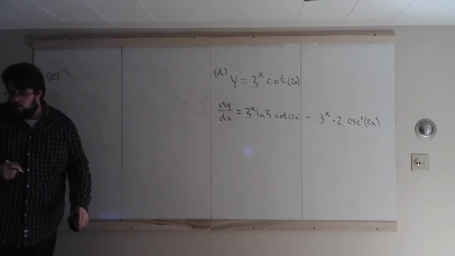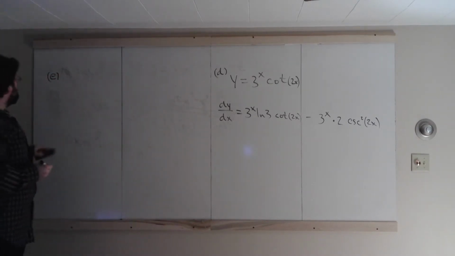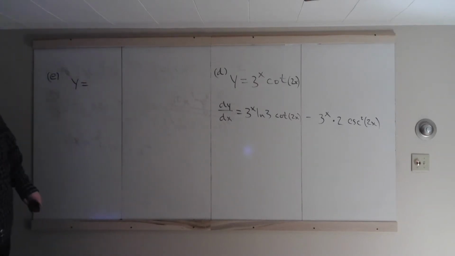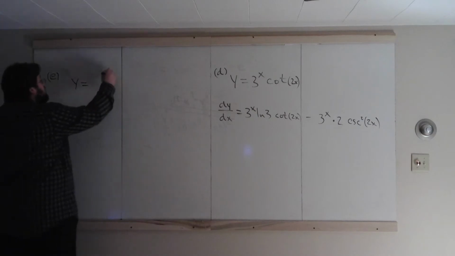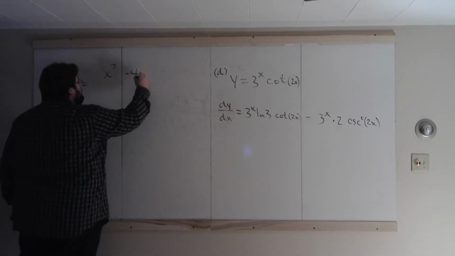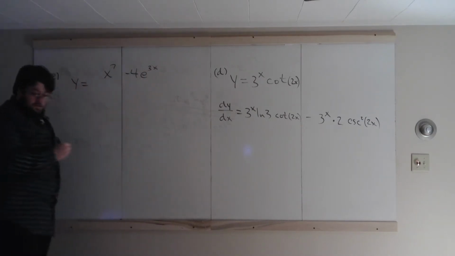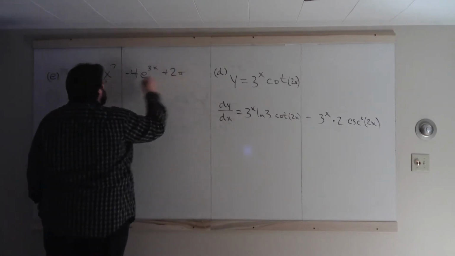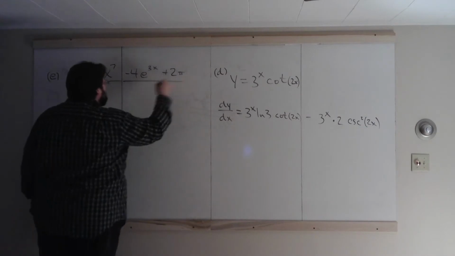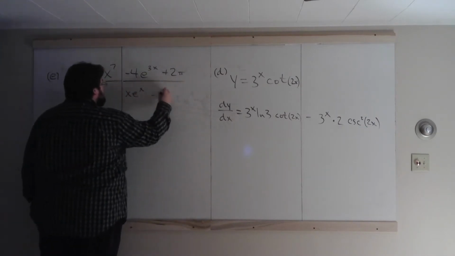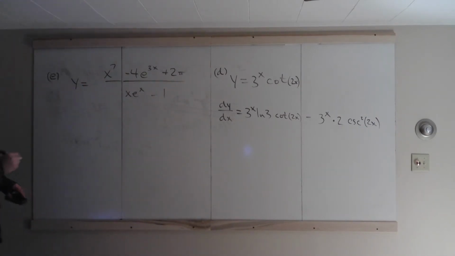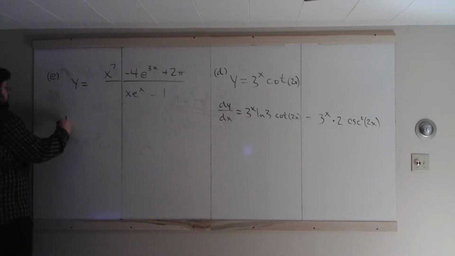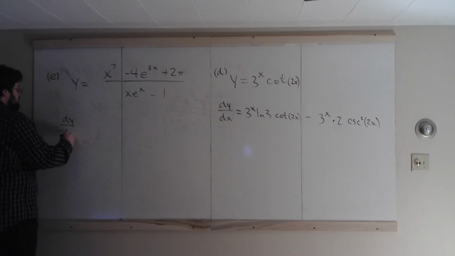Part E. Oh, that looks like fun. y equals x to the 7th minus 4e to the 3x plus 2 pi, all over x e to the x minus 1. So here we have a quotient, so we will apply the quotient rule.